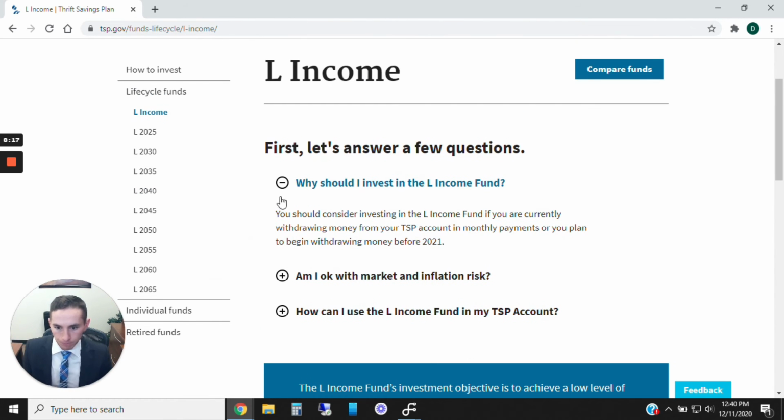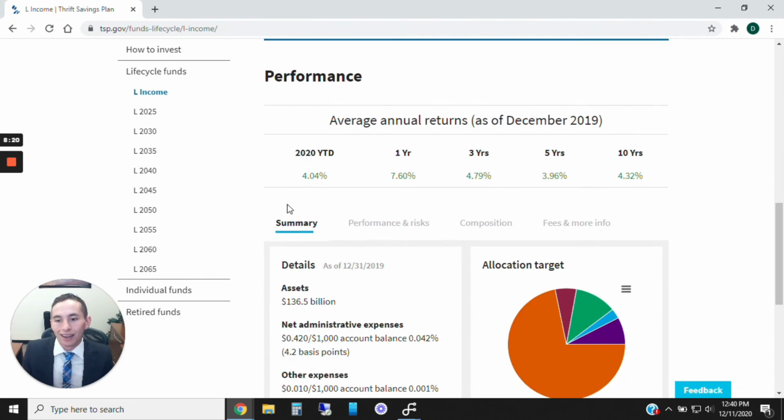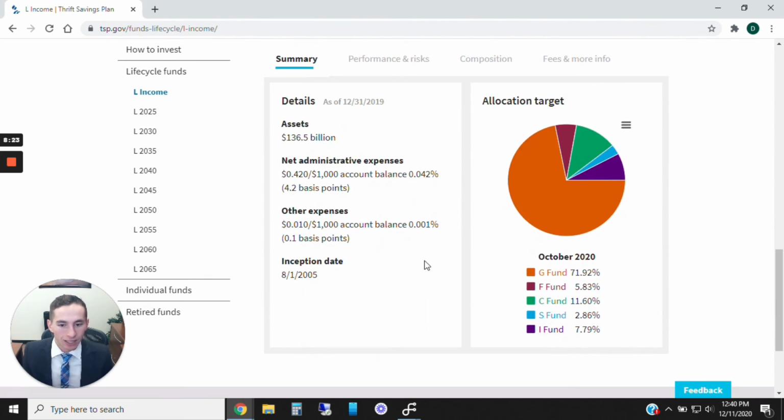But if we look at how the L income fund is invested, it can give us a lot of great information. So as we can see, over 70% of the L income fund is the G fund. About 6% is the F fund. About 12% is the C fund. About 3% in the S fund. And about 8% in the I fund. So almost 80% of this fund is in either the G fund or the F fund, which I mentioned are the bond-based funds. And bonds, stereotypically, are going to grow at a much slower rate than stocks, but they're going to be a lot safer.